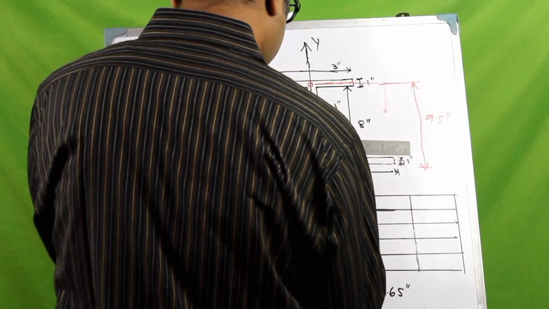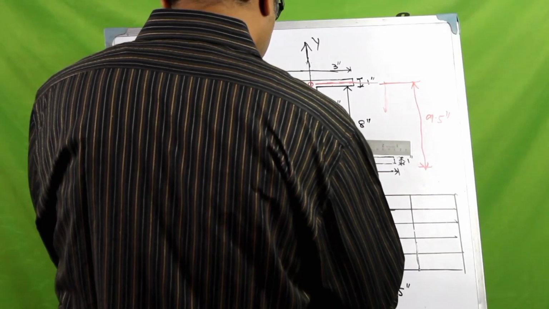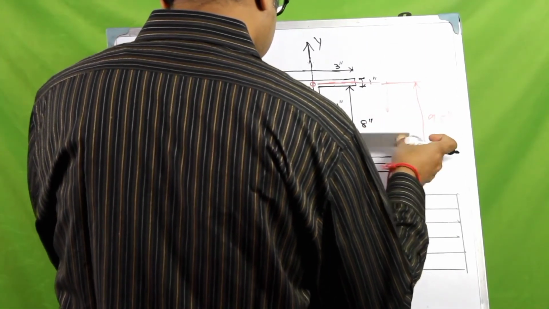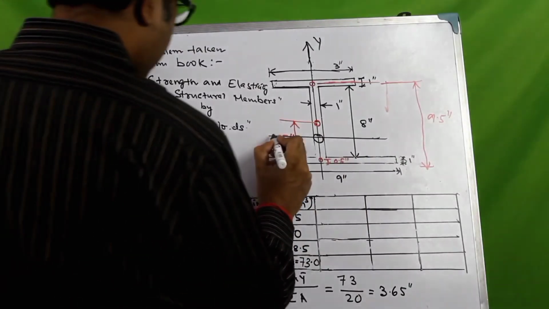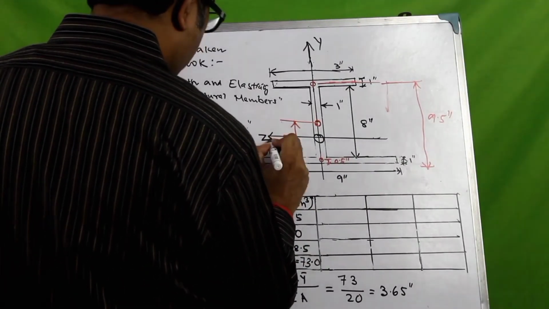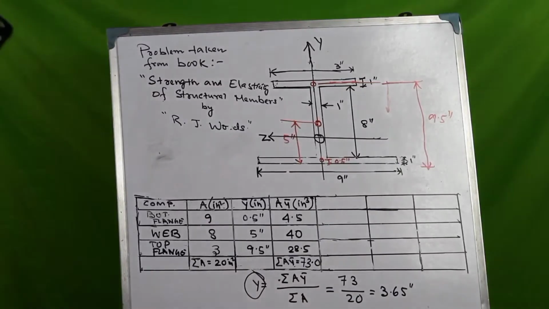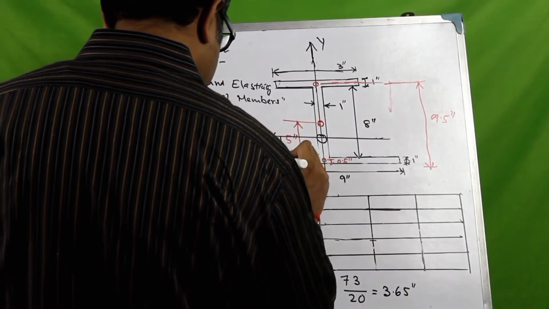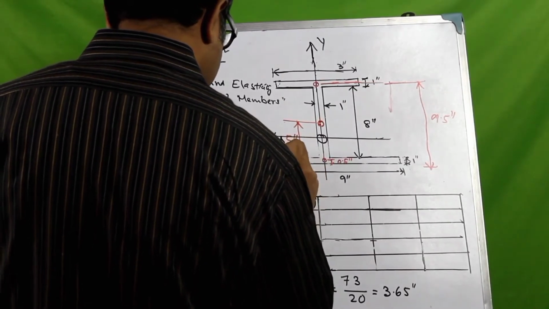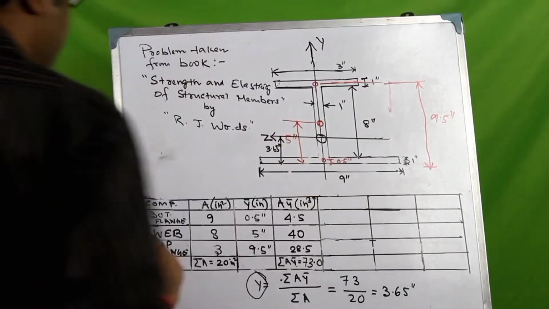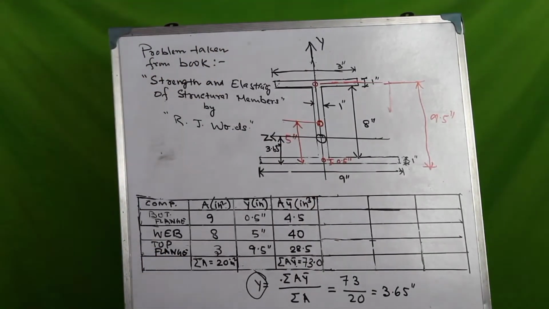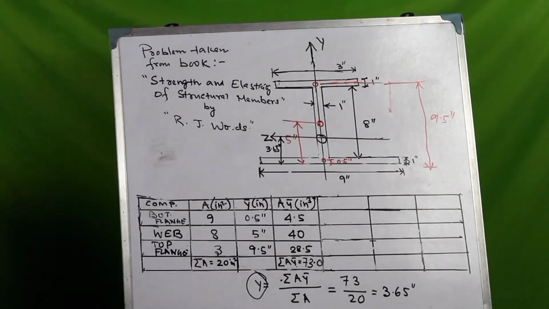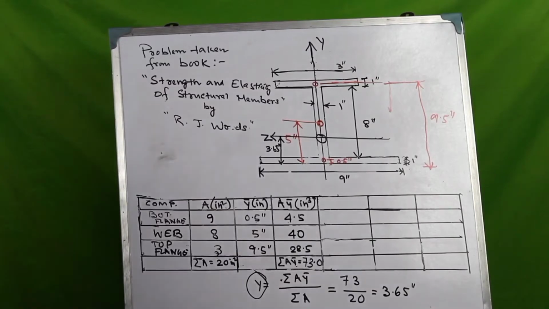So thus we have identified the location of the centroid of the area, and we have identified the horizontal centroidal z-axis, which is at a distance of 3.65 inches from the bottom of the bottom flange. So our first work is done. We have identified the location of the centroid.